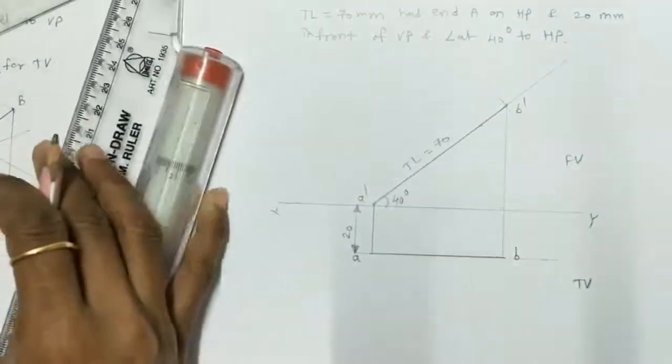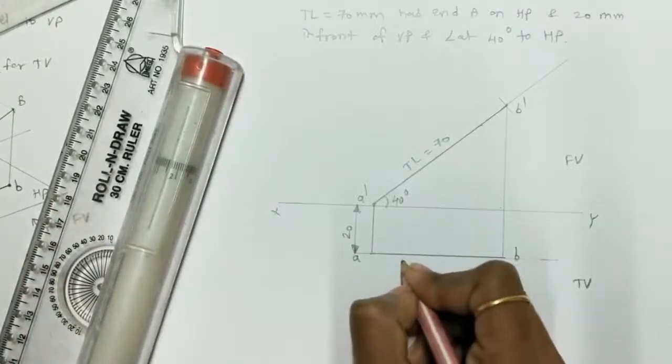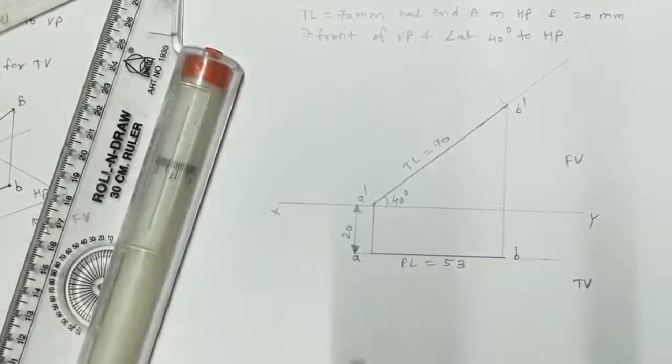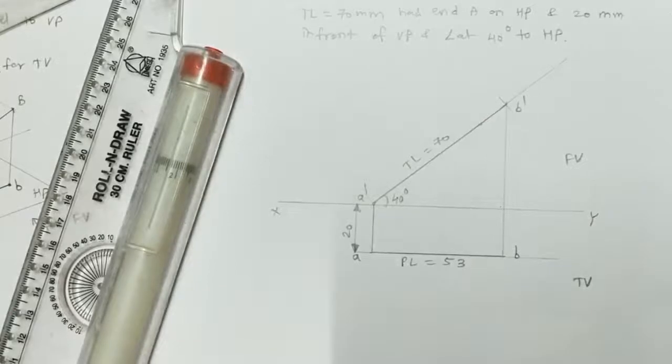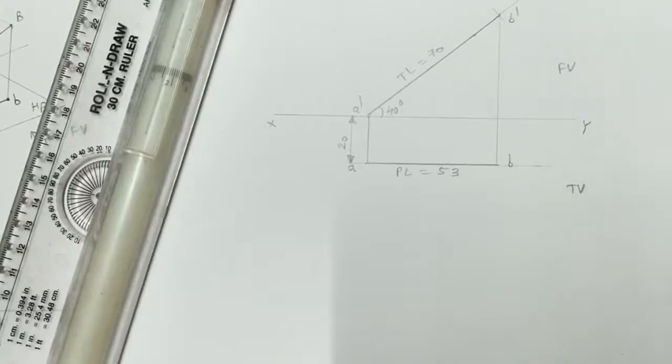So you can write here plan length is equal to 53. That is actual length of line, that is true length, is 70, and we have taken projection for top view, and then we got length 53 for top view. So in this way you can draw any line having any angle inclined to HP and parallel to VP.